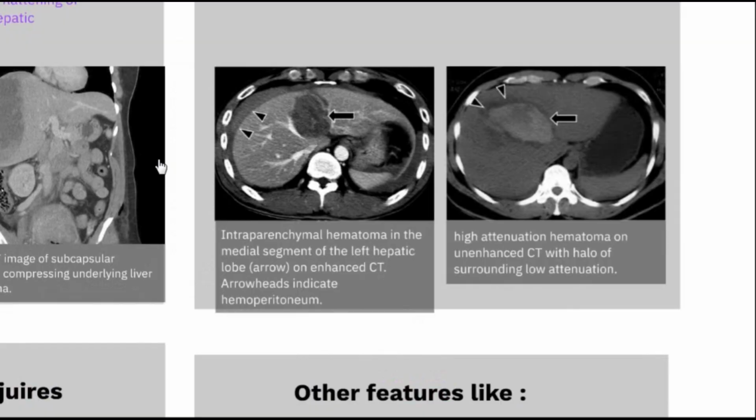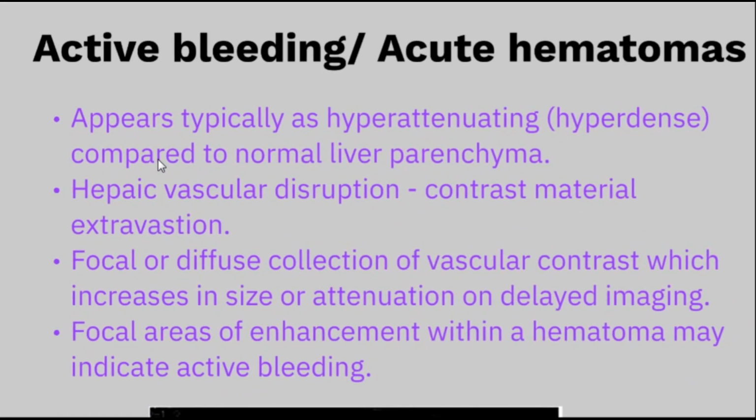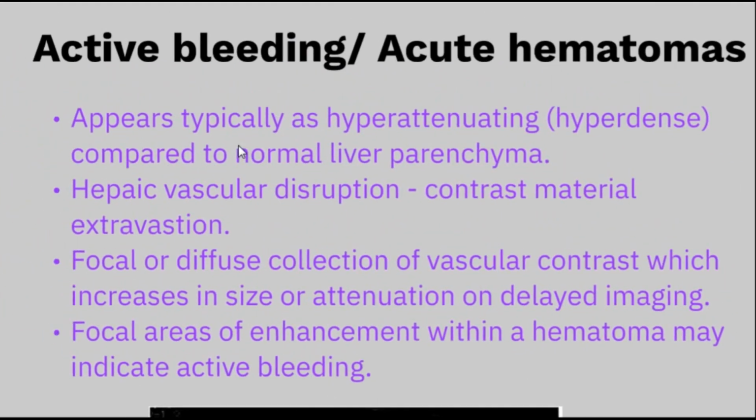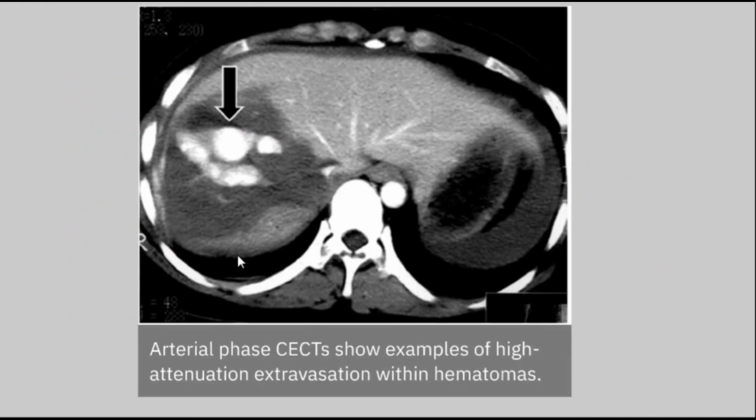Okay, so moving on to another feature we can see, acute hematoma or active bleeding. This, of course, is on contrast enhanced CT scan. It can be seen as extravasation of the contrast media. Where is it? It's in the liver. Contrast material extravasation appears as either a focal or diffuse collection of the contrast medium within the liver parenchyma.